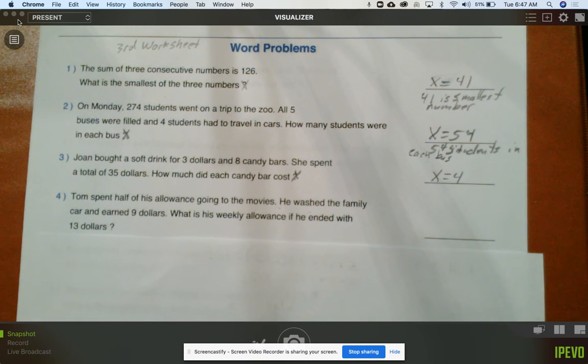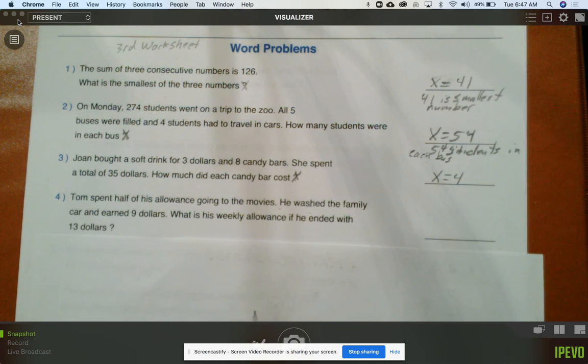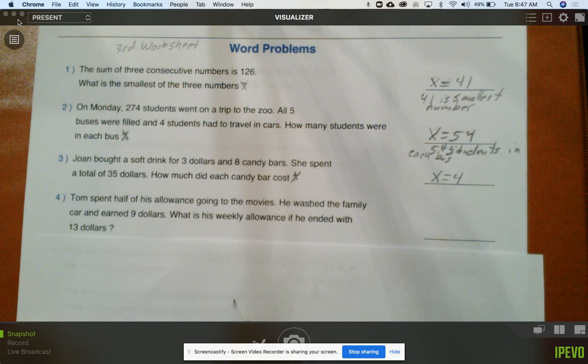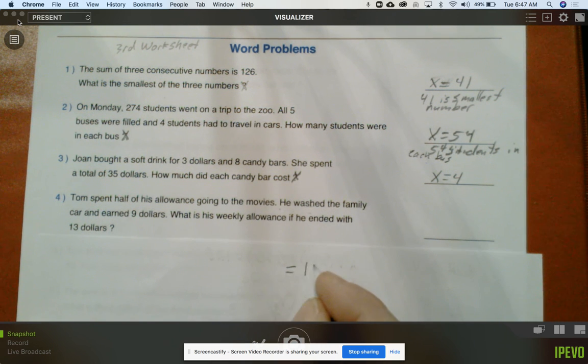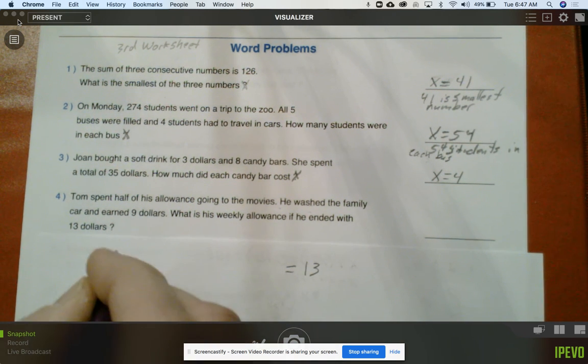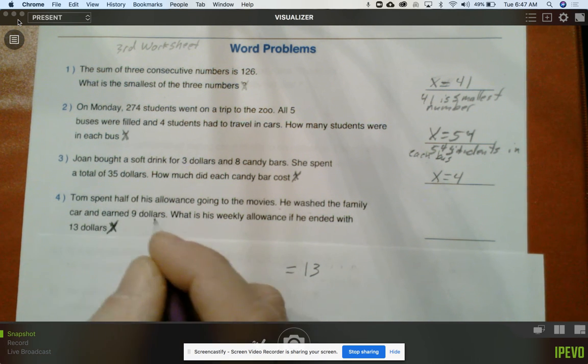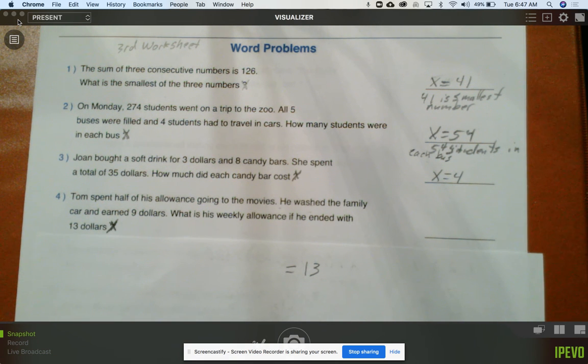Tom spent half of his allowance going to the movies. Again, same wording, different numbers. So he spent half of his allowance going to the movies. He watched the family car, and earned $9. What is his weekly allowance if he ended up with $13? So his final answer, he wound up with $13 in his pocket. I want to know what his weekly allowance is. So I'm going to assign that the value of x. So when I solve for x, it'll tell me exactly the answer to the question.